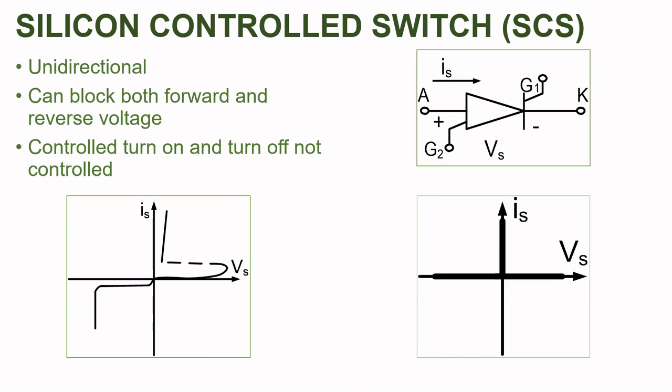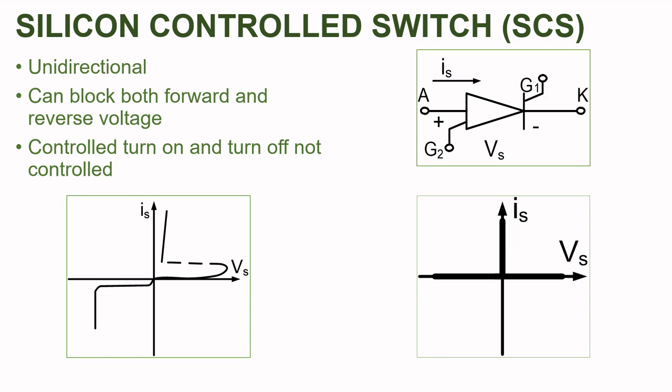Silicon control switch or SCS. Silicon control switch is a unidirectional device. That means current will be flowing from anode to cathode and not from cathode to anode. Silicon control switch can block both forward as well as reverse voltages.